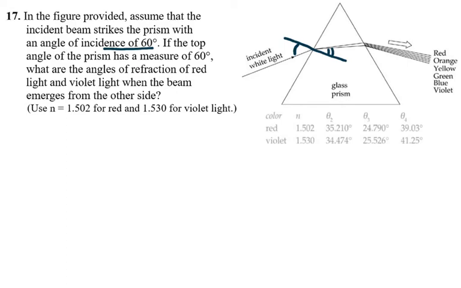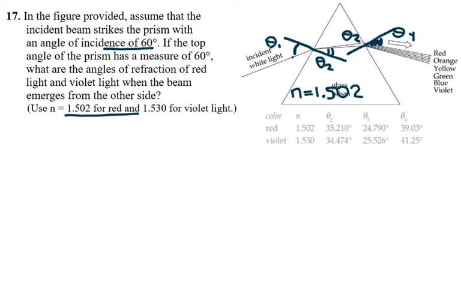So we want to find out the angle. So I need to make a perpendicular here, and I want to know this angle when it emerges from the other side. What is that angle? So let's call this theta 1, theta 2. I'm going to call this theta 3 and theta 4. And they give you that the index of refraction for the red light is 1.502. So I'm going to do red light, and then you can try to do it yourself for the violet light. So index of refraction is equal to, for the red light, 1.502.